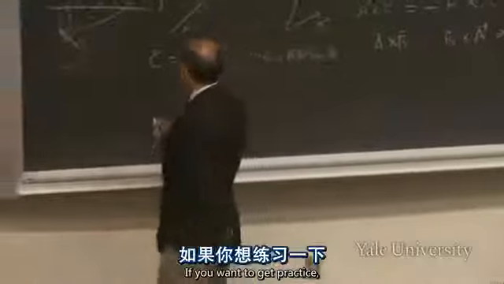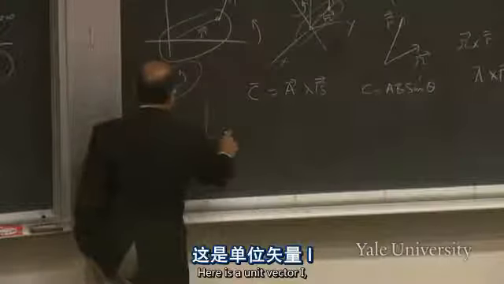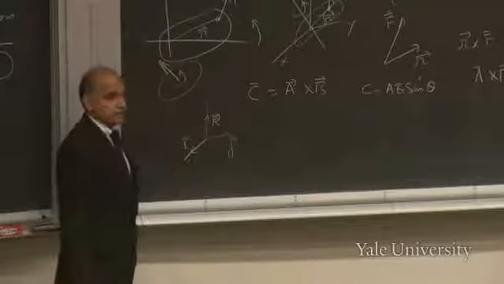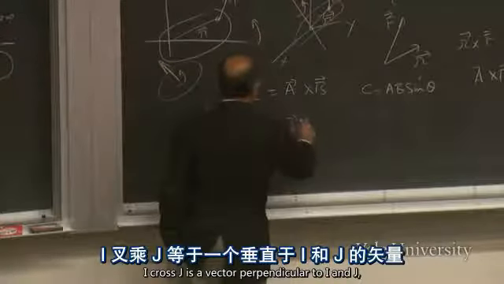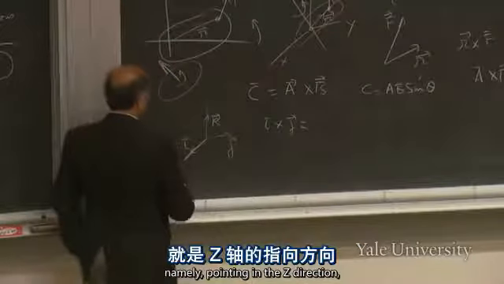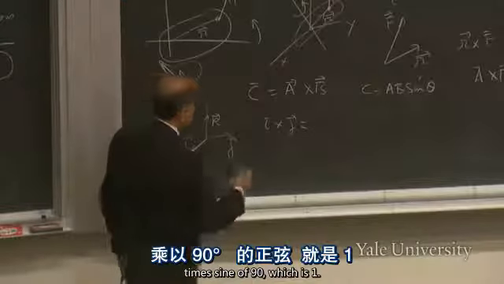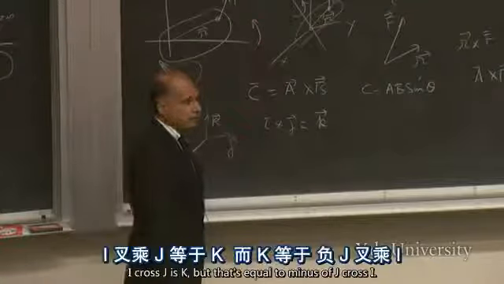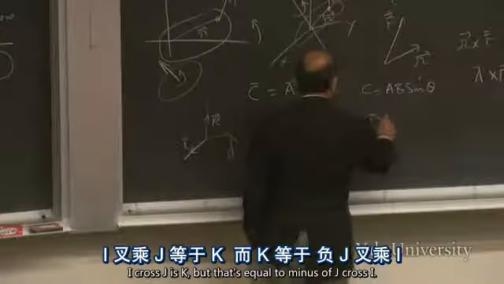So if you want to get practice, you can practice some simple cross products. Here is the unit vector i, here's the unit vector j, here's the unit vector k. So let's try i cross j. So i cross j is a vector perpendicular to i and j, namely pointing in the z direction, whose length is equal to 1 times sine of 90, which is 1. Therefore, this is none other than k. I cross j is k, but that's equal to minus of j cross i.